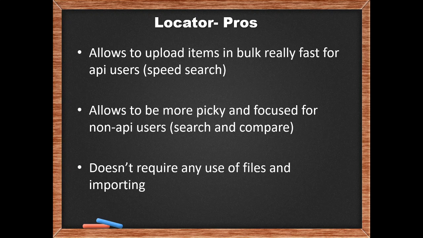Another huge advantage is that the locator allows you to be more picky and focused with non-API users. So if your store is not flagged and you use the non-API version of SellFreaks and you only want to upload 20 items a day, not 200, then you can put the URL, but instead of scanning in speed search, you can scan the items with search and compare, which is SellFreaks comparing the item to your competitors on eBay. So SellFreaks scans the item from the URL that you've put, goes to eBay and checks all the other sellers that sell the same item, and then gets the results back to you.